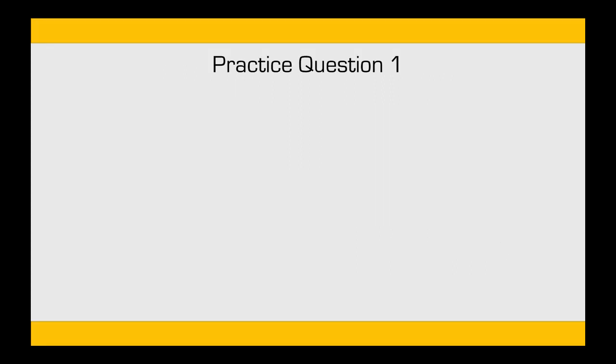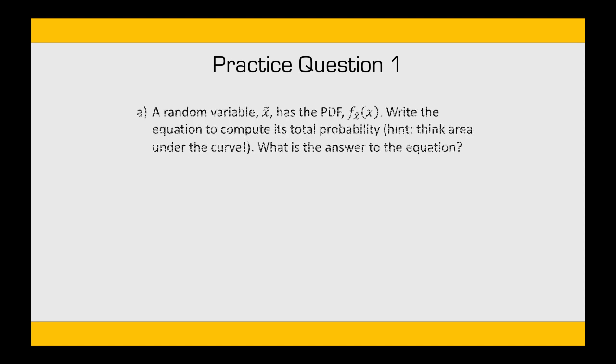So let's do some practice questions on probability. Part A: a random variable x has the PDF f of x. Write out the equation to compute its total probability. Now here, think about the total area under the curve. That's what we're trying to compute. What would the answer to this equation be?